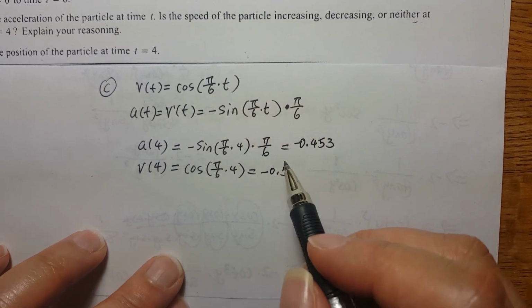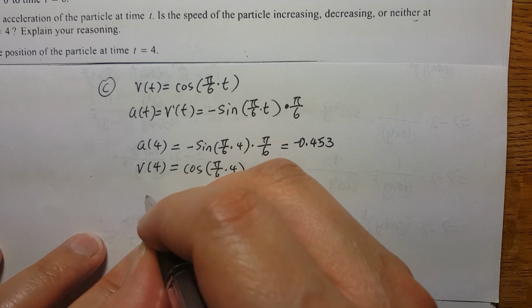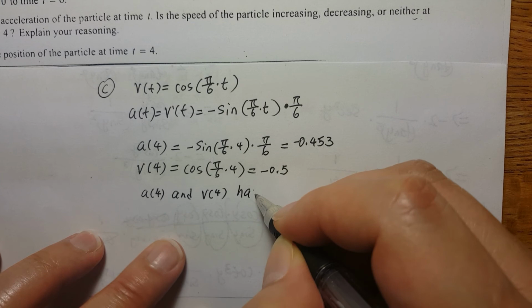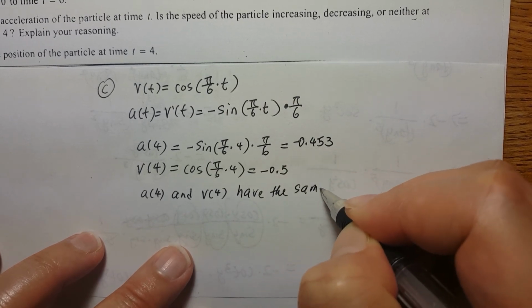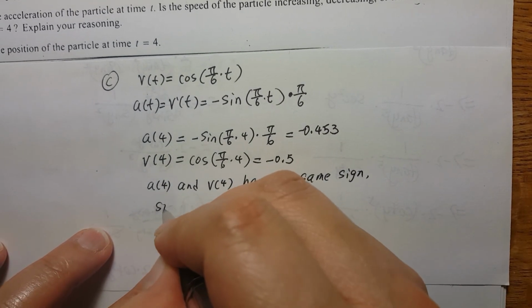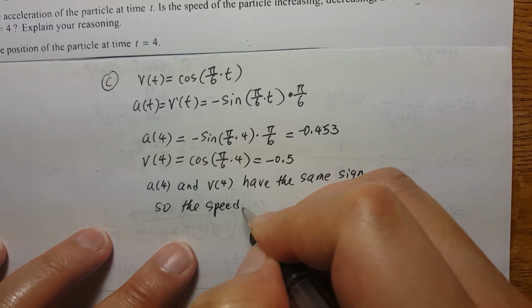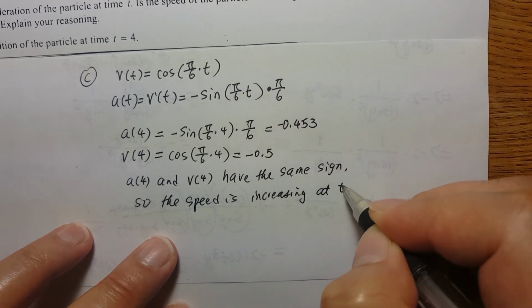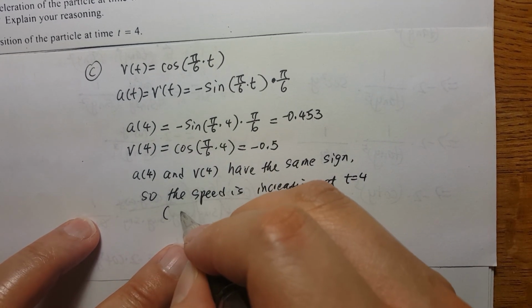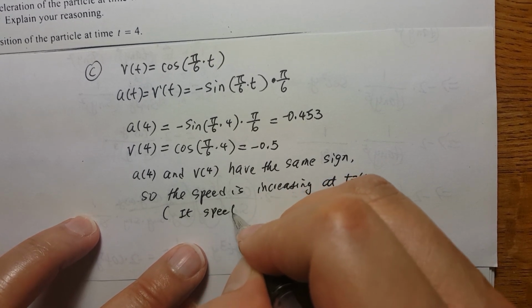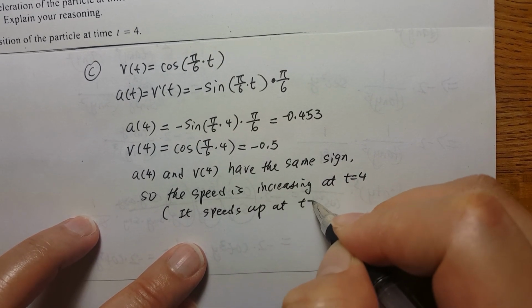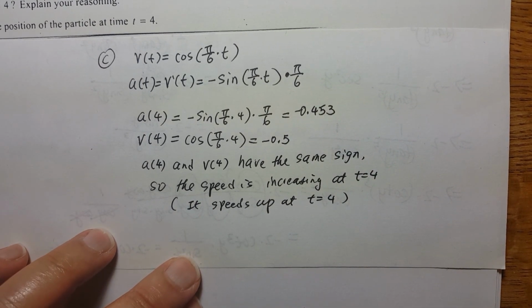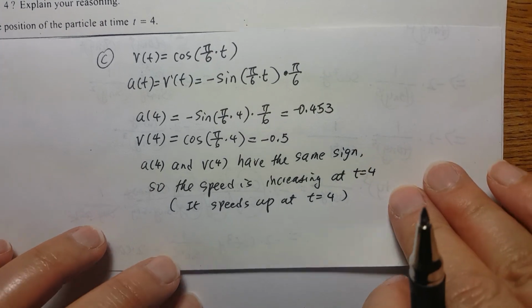So now we have a of 4 and v of 4 having the same sign. So the speed is increasing at t equal to 4. In other words, it speeds up at t equal to 4. It's different vocabulary. So now we finished part C. Let's take a look at part D.